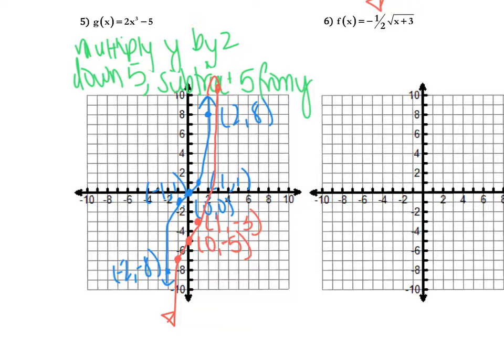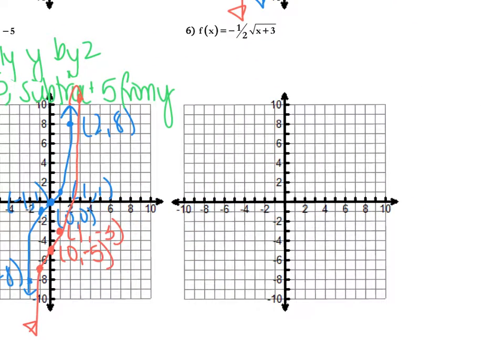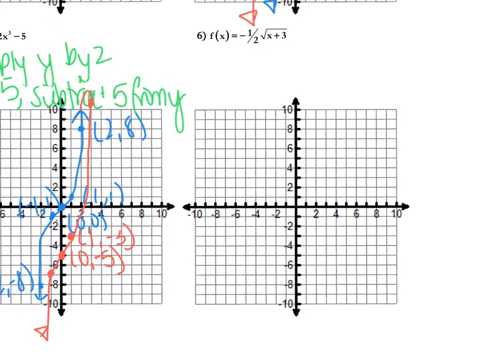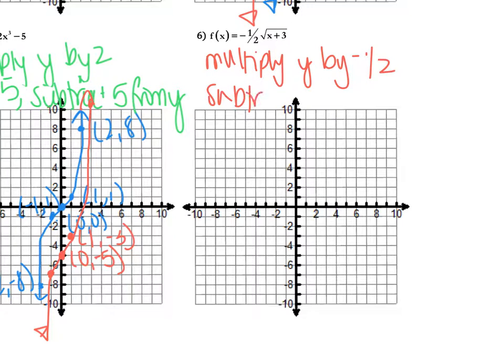Okay. All right. We're getting closer. Let's go ahead and take a look at number 6. I want you to try this one on your own. Notice that you have to multiply y by negative 1/2, and then you're going to subtract 3 from x since you're going to the left 3.